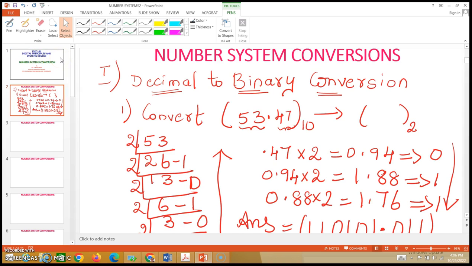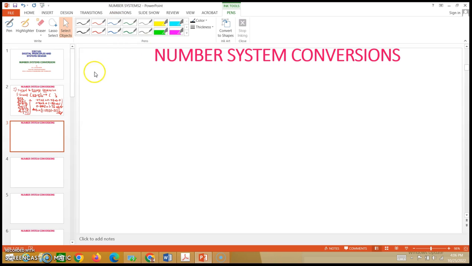In the last video we started the decimal to binary conversion, and we saw the first example. Now we are going to see the same decimal to binary conversion with another example.